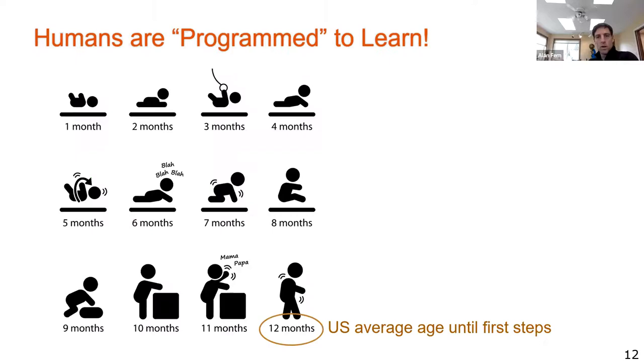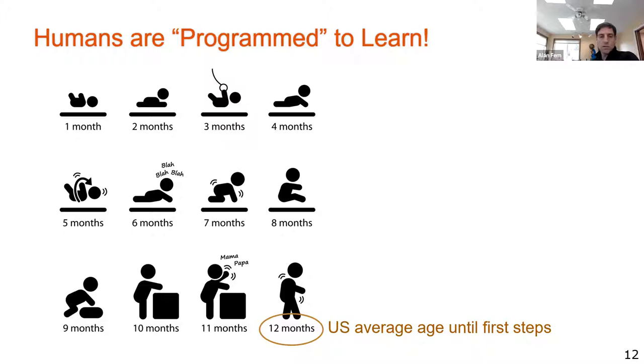And probably a lot of you have heard about this, but how do humans walk? We're not programmed out of the womb to walk. We're programmed to learn to walk. And I'm sure a lot of you have had children or seen children learn to walk over the first 12 months of age. The average is 12 months it takes to take your first independent steps.